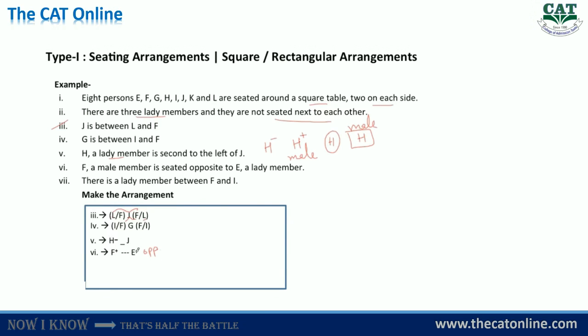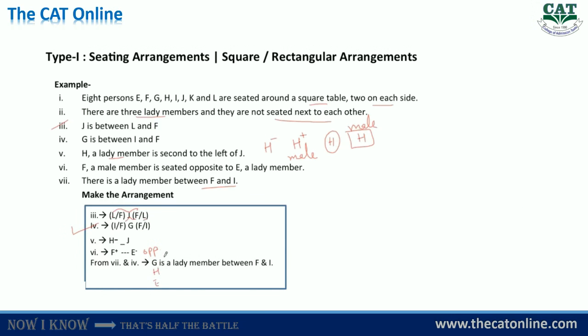So we know of two females over here, and we also know that there are three lady members. So we have found two, H and E. Then the seventh statement says there is a lady member between F and I. But using the information given in statement four, that between F and I, whichever be the order, G is sitting, we have another piece of information: G is a lady member. So we have three lady members, G, H and E. Remaining are all male members.